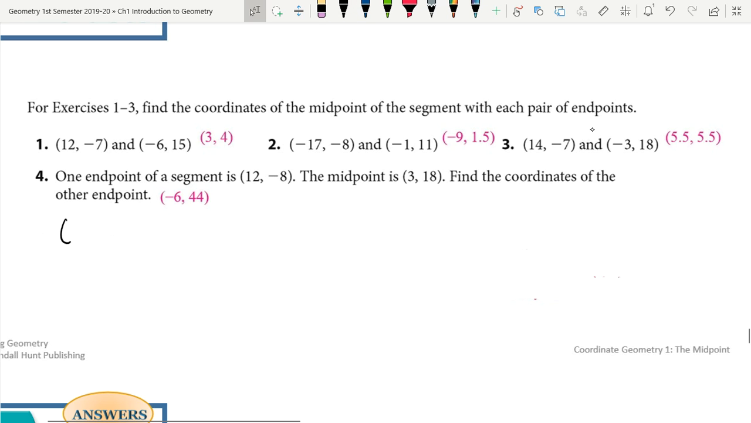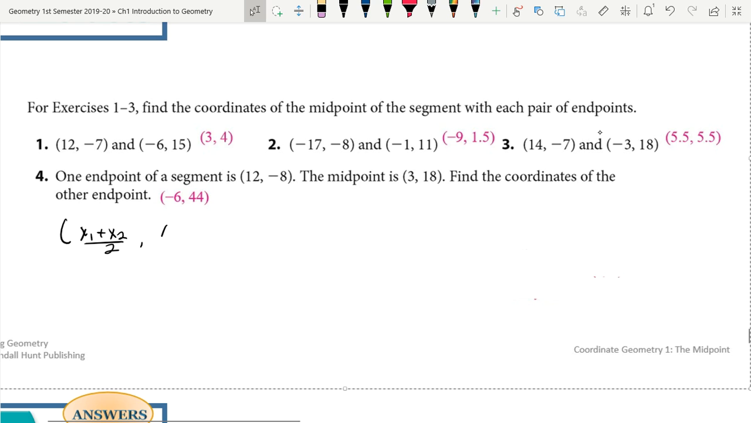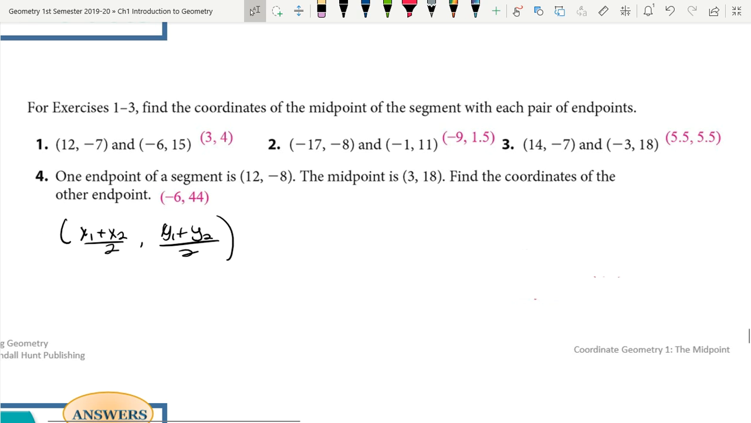And to review the equation for the midpoint, you just take the two x coordinates and divide by 2, and then the two y coordinates, and also divide by 2. So in this case, we can choose which one we want to be x1 and y1 and x2 and y2. And so what we'll get is 12 plus -6 over 2, and -7 plus 15 over 2.